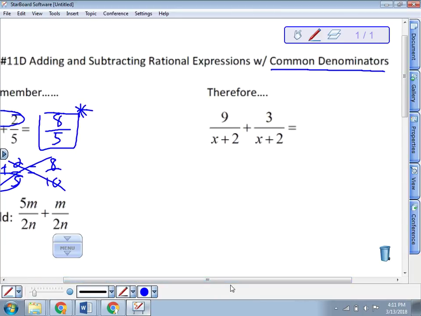Take a look at this example. We've got our common denominator of x plus 2. That means we just combine 9 plus 3, and that's 12. Can this reduce? We cannot reduce that because the x plus 2 is together. So there's your final answer.